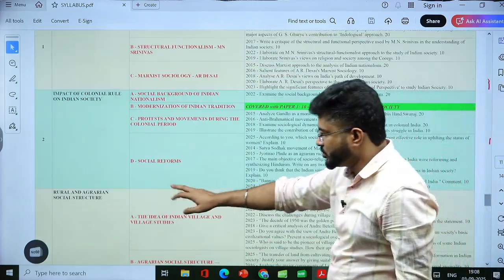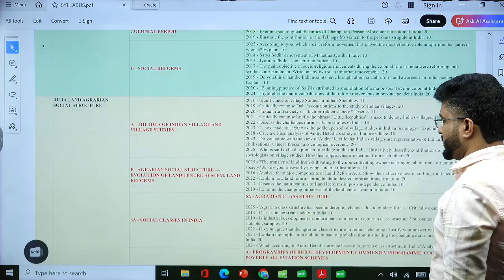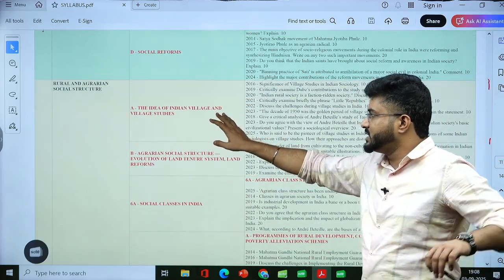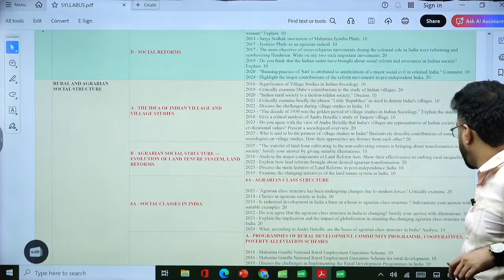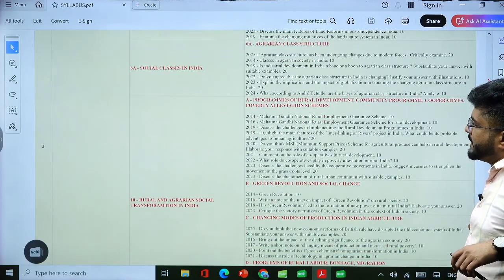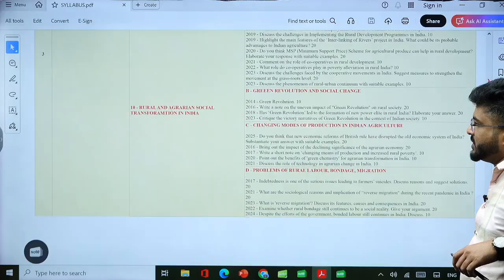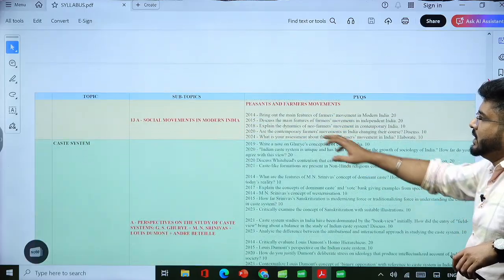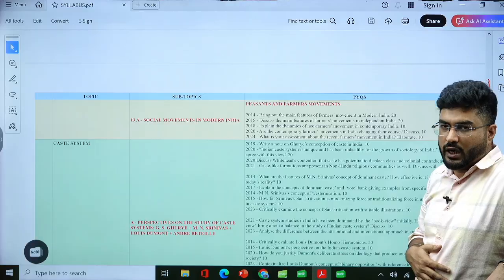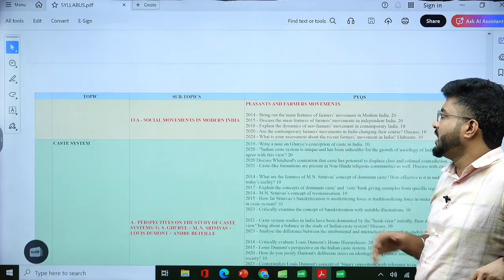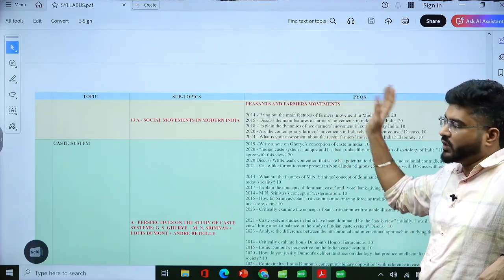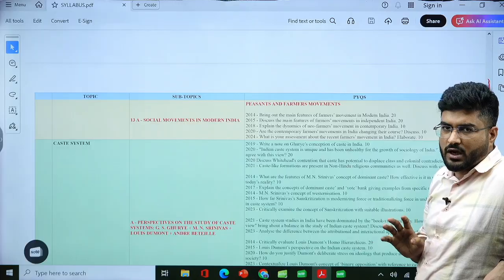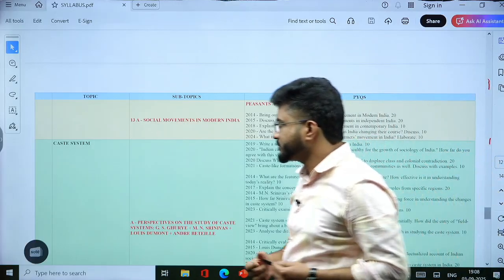Rural and agrarian social structure, chapter 3. With this, the sections we will be covering: idea of Indian village and village studies, agrarian social structure, social classes in India of chapter 6, then rural and agrarian social transformation, and in the end chapter 13 A, social movements in modern India, where you will be reading about peasants and farmer movements. So that whatever the issues related to agriculture, we have covered all those portions together.